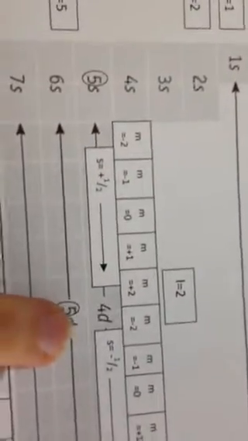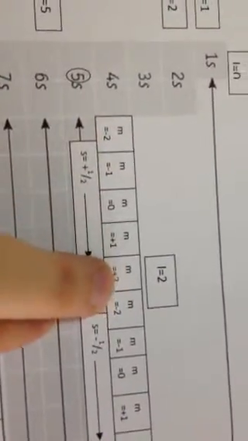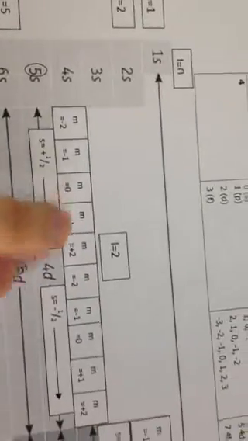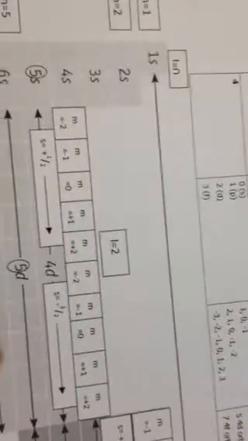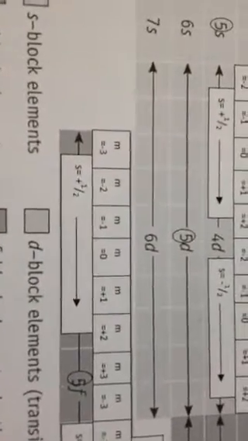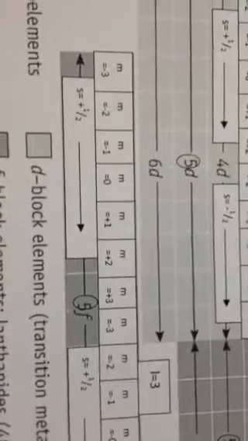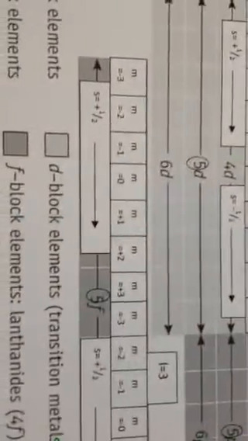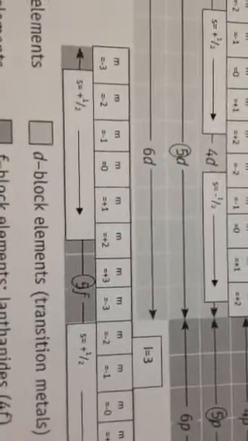For L equals 2, M can have these 5 values. How do we distinguish between these 5 and these 5? With the spin number. And then for the F block, M can have the values -3 to +3, and to distinguish these 7 from these 7, we just use opposite spins.